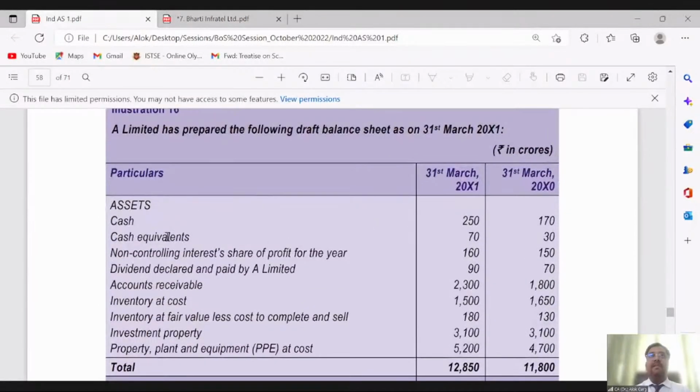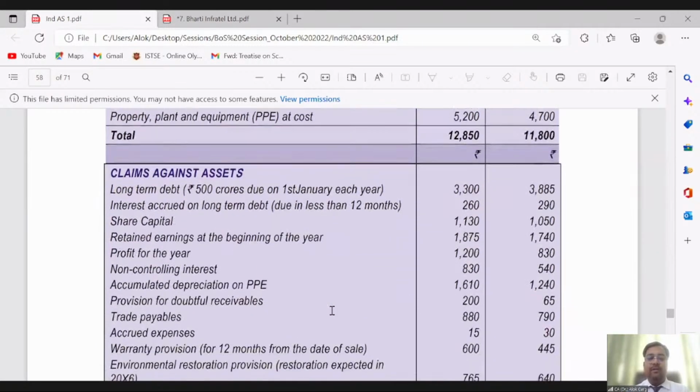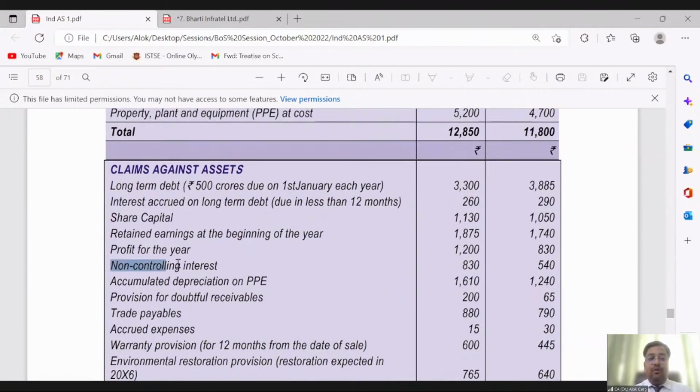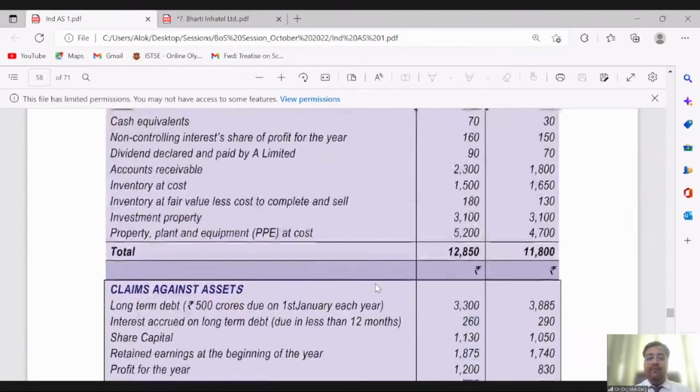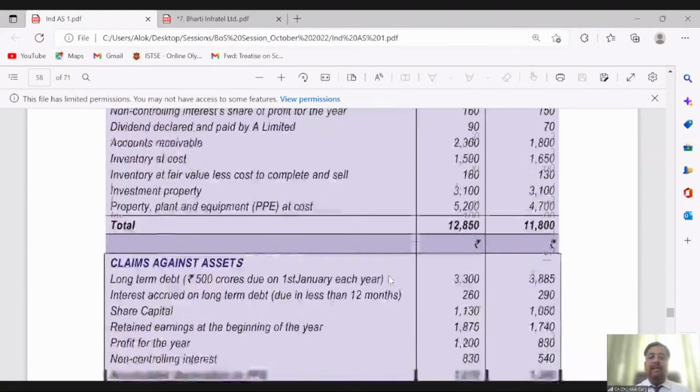So this 250 plus 70 is your cash and cash equivalent, right? Is it clear? Non-controlling interest, share of profit for the year. This is the share of the profit for the year. But there must be a non-controlling interest also, because the share of profit will be added to the non-controlling interest. So non-controlling interest is also given 830. 830 non-controlling interest and your non-controlling interest share of profit 160. So 830 plus 160, 990.